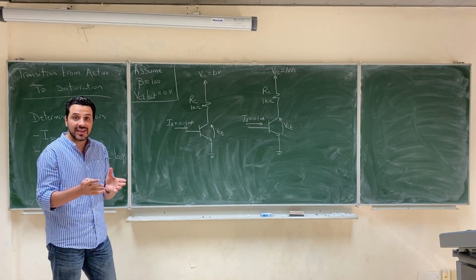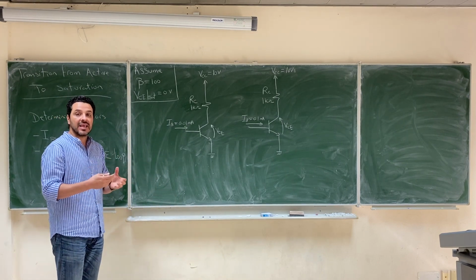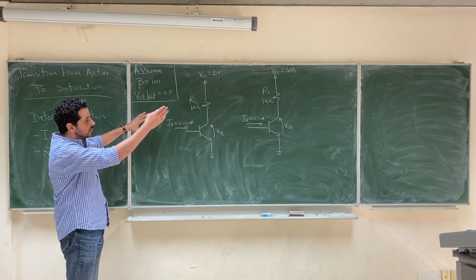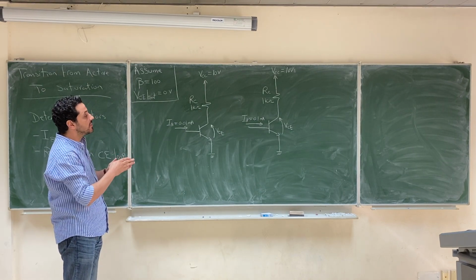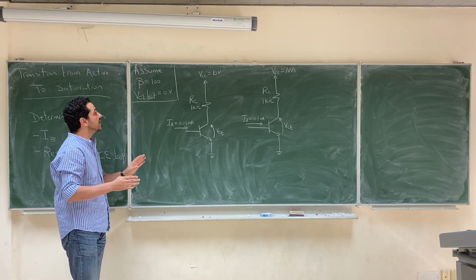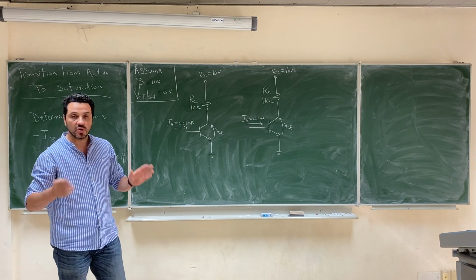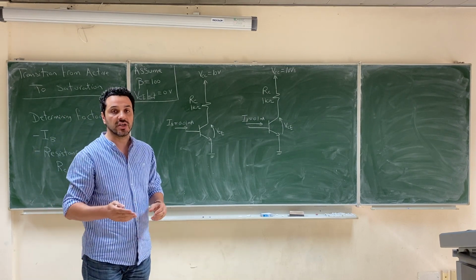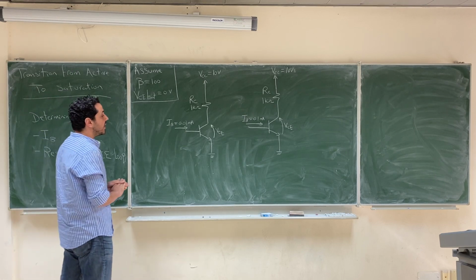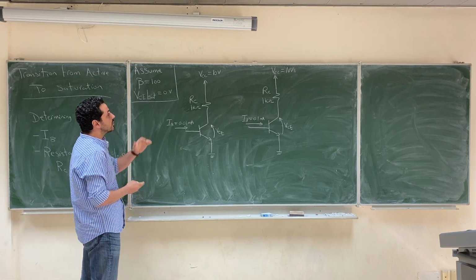In order to see by examples how a transistor moves between these two regions, let's assume for all the coming examples that beta equals 100 and VCE saturation equals 0. So when a transistor enters the saturation region, VCE will be 0 volt. Let's start with the first example.